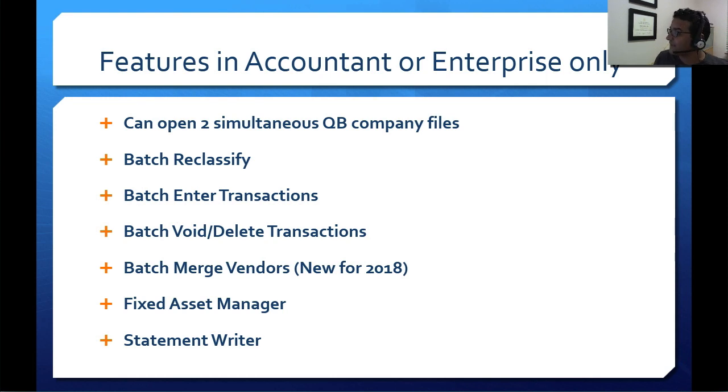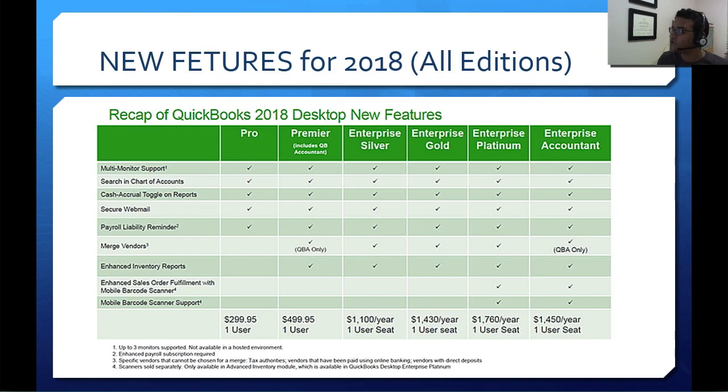You can do batch reclassify of transactions, batch enter, where you can copy and paste data from Excel, batch void and delete transactions, the new batch merge for 2018, the fixed asset manager, and the statement writer. So for those reasons, people opt to go with the accountant edition, and those are all available in Enterprise, even the non-accountant edition of Enterprise. Now, in summary, for 2018, this chart pretty much summarizes the entire offering of the desktop products.